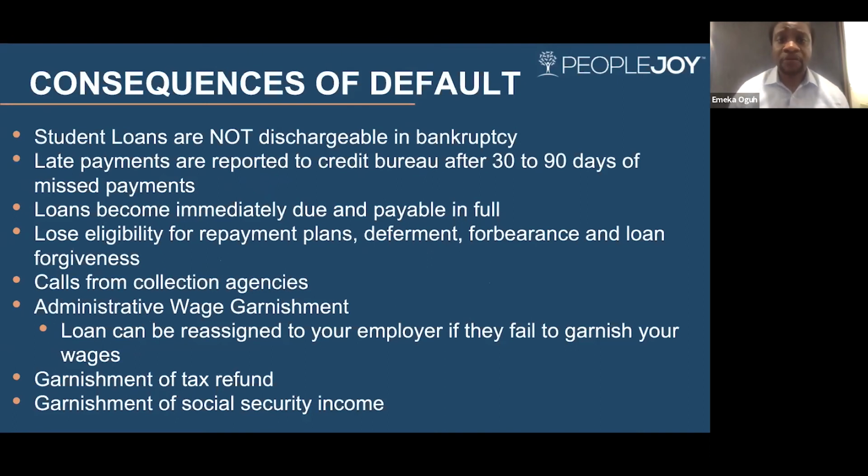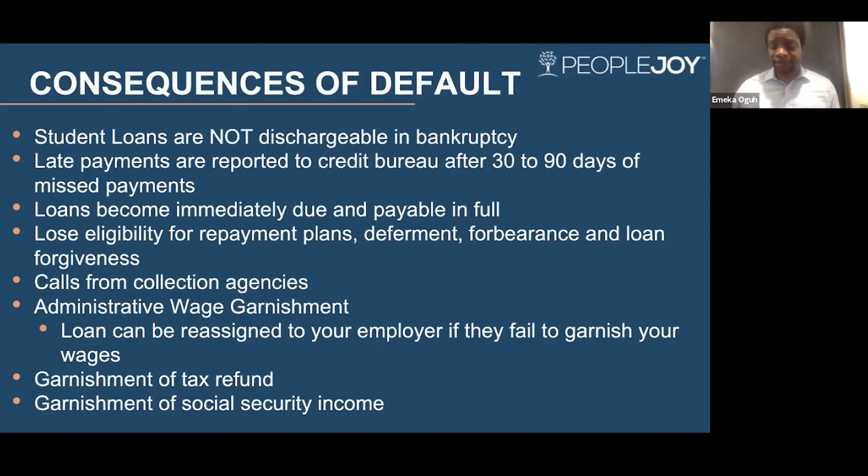Late payments are reported to the credit bureau, typically after 30 to 90 days of missed payments. So if you're a day or two, or even a couple weeks late with your student loan payment, it's not the end of the world. You can still make that payment and it won't impact your credit. After 30 days, though, is when you want to start to be concerned.